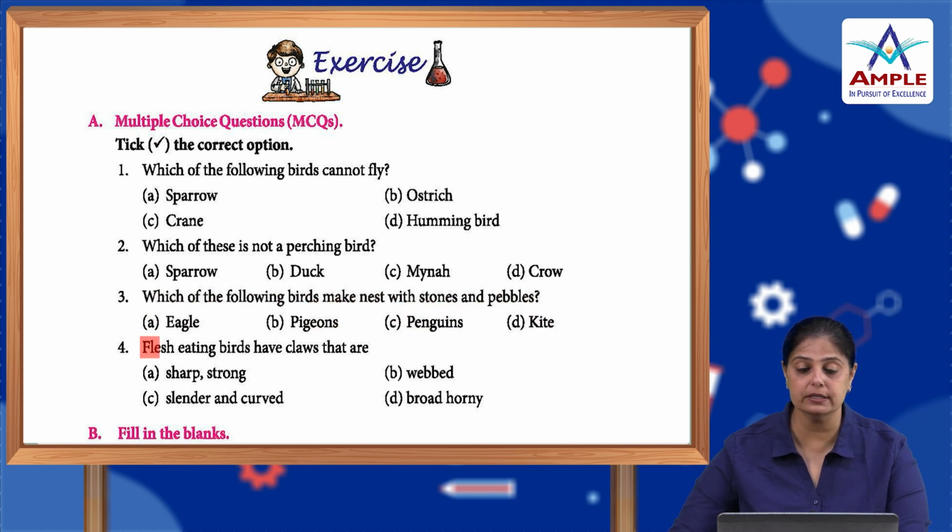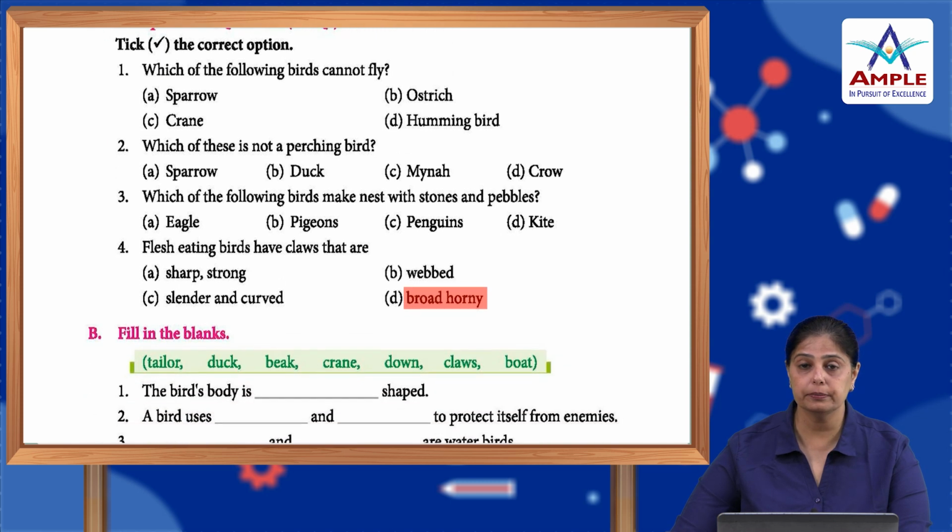It is the penguins. Flesh-eating birds have claws that are sharp, strong, webbed, slender and curved, broad and horny. So, they have sharp and strong claws to hold the prey.